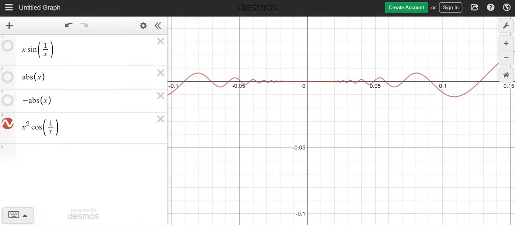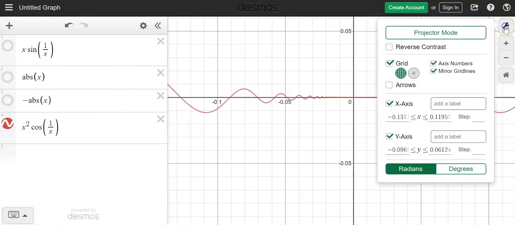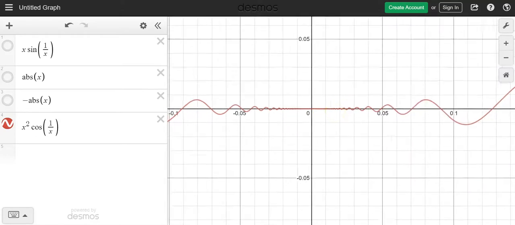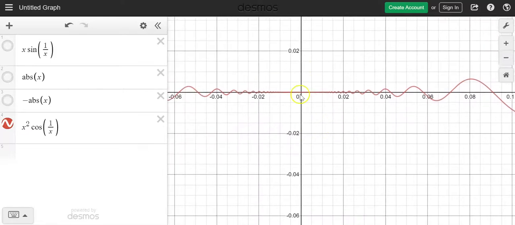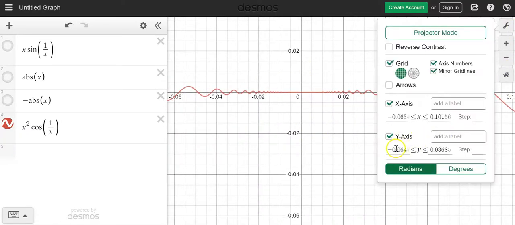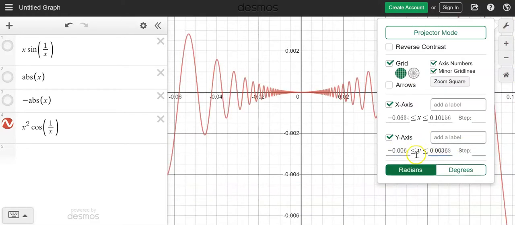I'm finding that it's kind of hard to see. So what I'm going to do is go up to the wrench and try to change this y-axis, because when I'm zooming in, it's zooming in the same for both, whereas I want to change what's happening with the y's. So I'm going to add another 0 to both of these and see if I can see. Now I can see a better picture.